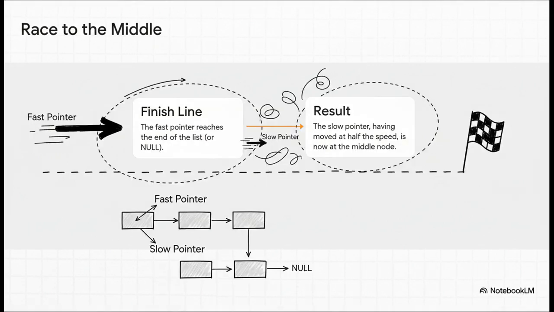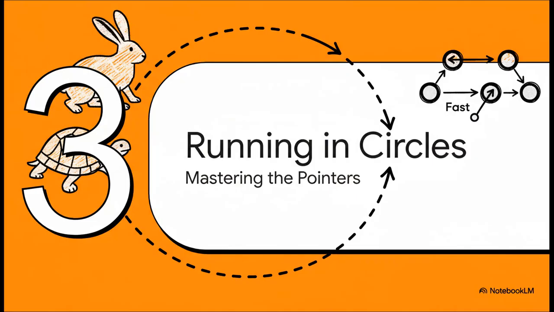And here is the magic. By the time our fast-moving hare reaches the very end of the list, guess where our slow, steady tortoise is? Bam! Pointing right at the middle node, because it's been moving at exactly half the speed the entire time. And what's so cool is that this works perfectly for lists with both odd and even numbers of nodes. It's just a brilliant, efficient, one-pass solution. Now, let's see how we can build on this, because this powerful 2-pointer technique is not just a one-trick pony. We can adapt this exact same hare and tortoise pattern to solve a completely different and maybe even trickier problem.